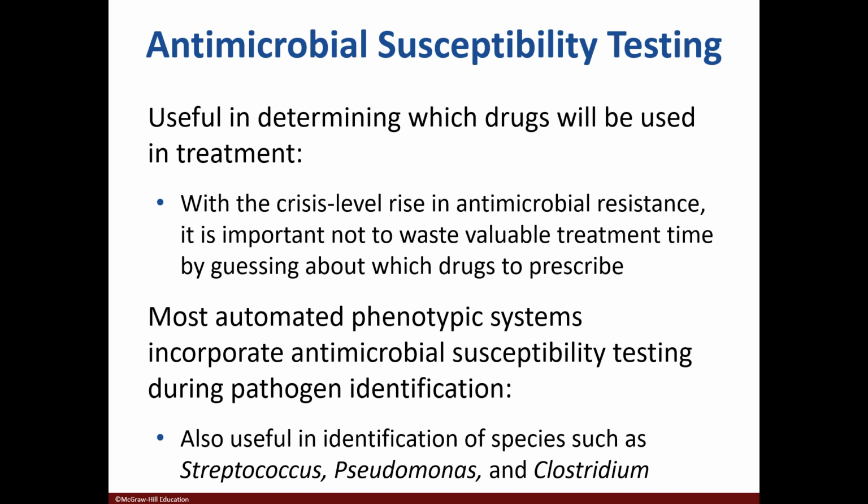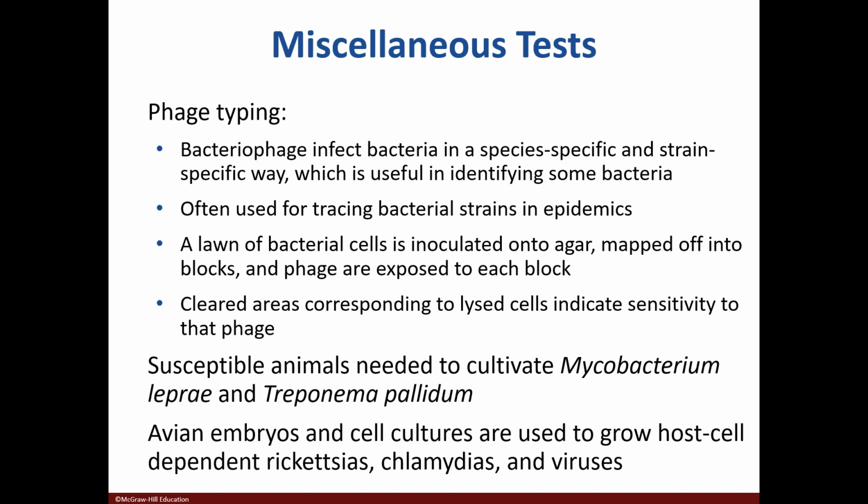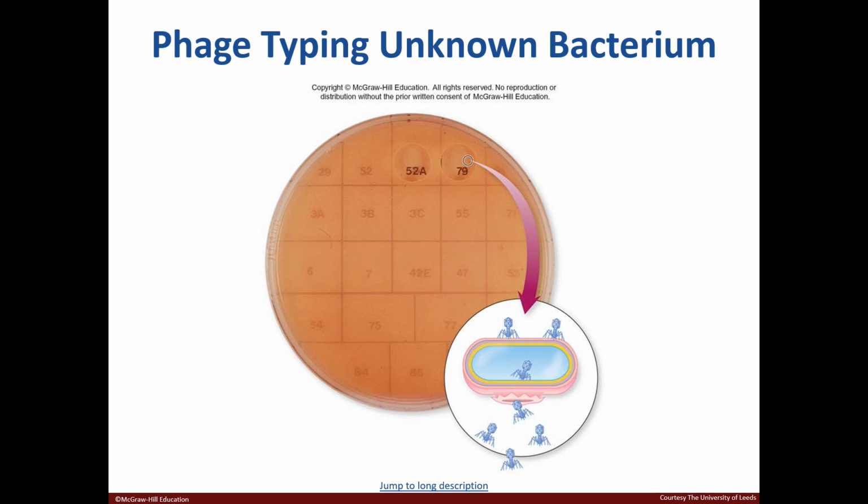Antimicrobial susceptibility is also used to determine which drug should be administered. Most automated systems include the susceptibility testing. Phage typing can be performed by infecting bacteria with bacteriophages. This method is useful in the identification of bacteria by looking for cleared areas on the media. In this image, we can see the clearing or lysis of bacteria by two different phages.